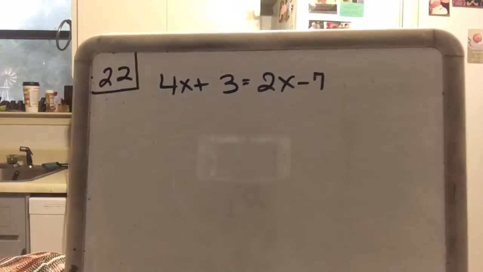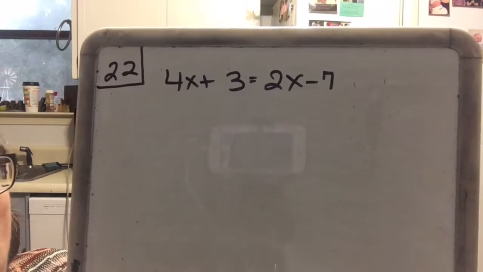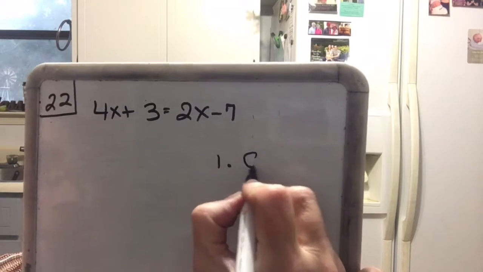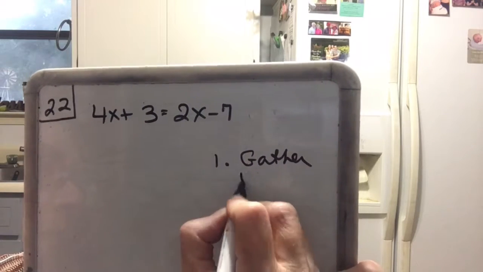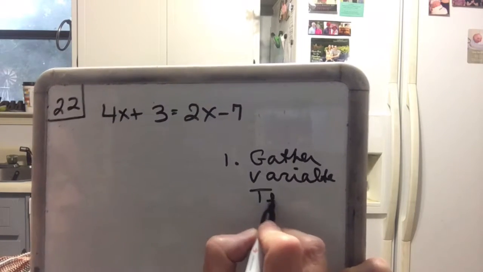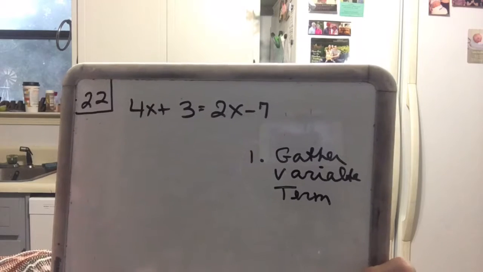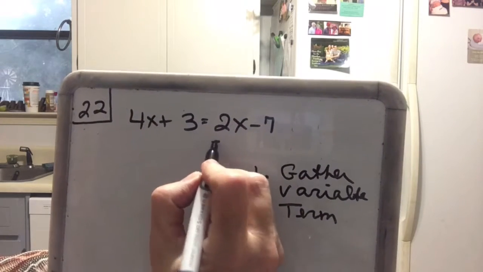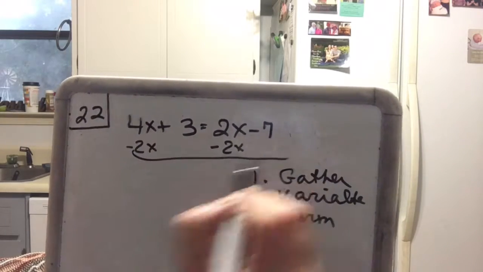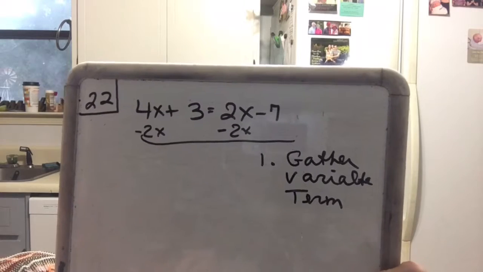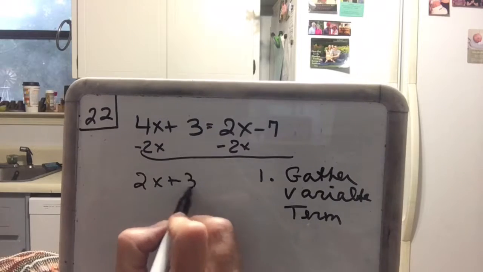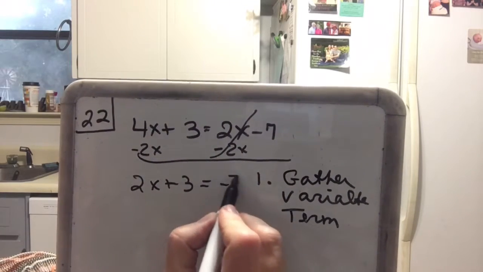So now we're moving on to number 22, and we have nothing that we can do to simplify. We have to start right into the solving part of the problem, which I'm going to say number 1 of solving is gather your variable terms. If you have your variables everywhere, there's no way you can solve for your variable if you've got it in several different places. So we usually want our variable on the left, so I'm going to subtract 2x from both sides to get all my x's on one side. So this is going to give me a 2x plus a 3. This cancels, equals a -7.